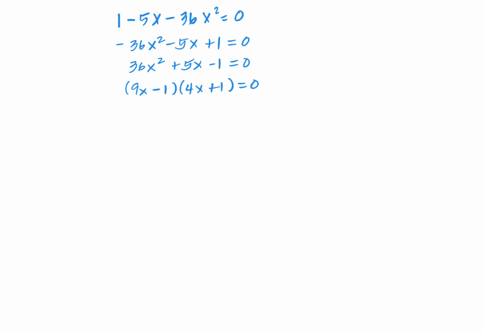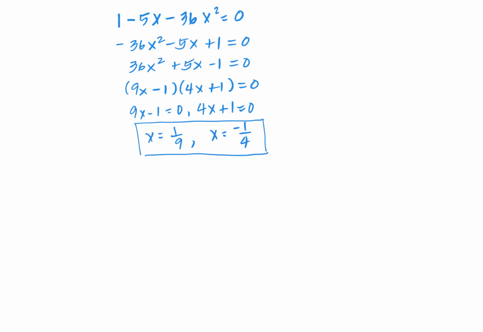Setting each of these factors equal to 0 and solving, I should get, add 1, divide by 9. I get x is equal to positive 1 over 9. And I have x is equal to minus 1 divided by 4. So negative 1/4. Neither of those are 0. So both of these are good solutions. And you can actually put them back into the original equation to see if they work. And they both work. Or in set notation, it would be 1/9, comma negative 1/4.